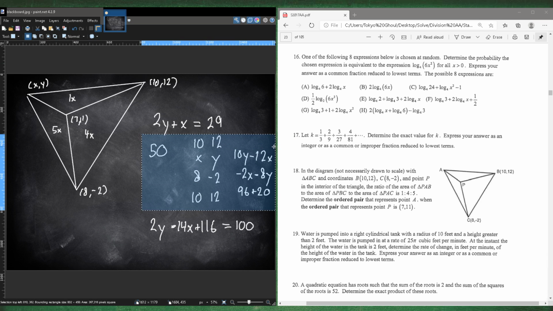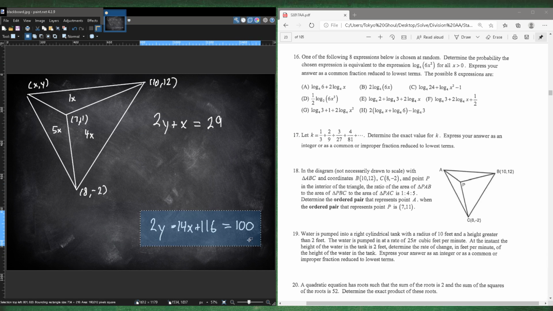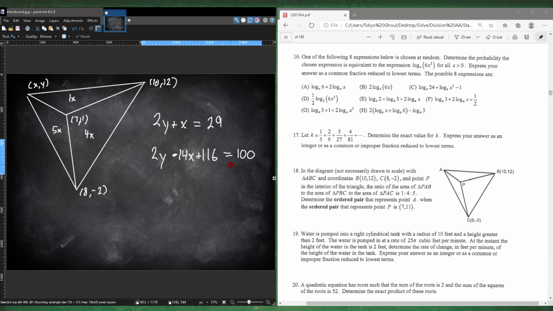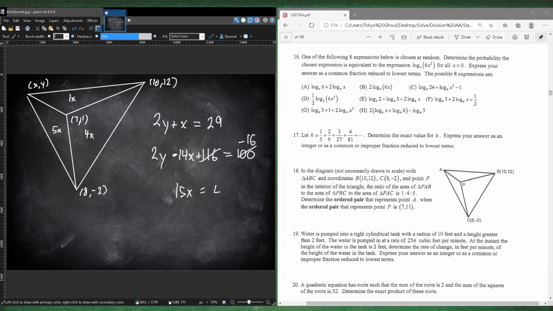Okay, delete. And we have this. So it's probably going to be pretty obvious on how to do this one now. So minus 116 to this side, that means it's negative 16. So we take the first equation subtracted from the second equation. The two y's cancel each other out, so that's 15x. 29 minus negative 16, that's 45. So that gives us that x is equal to 3.